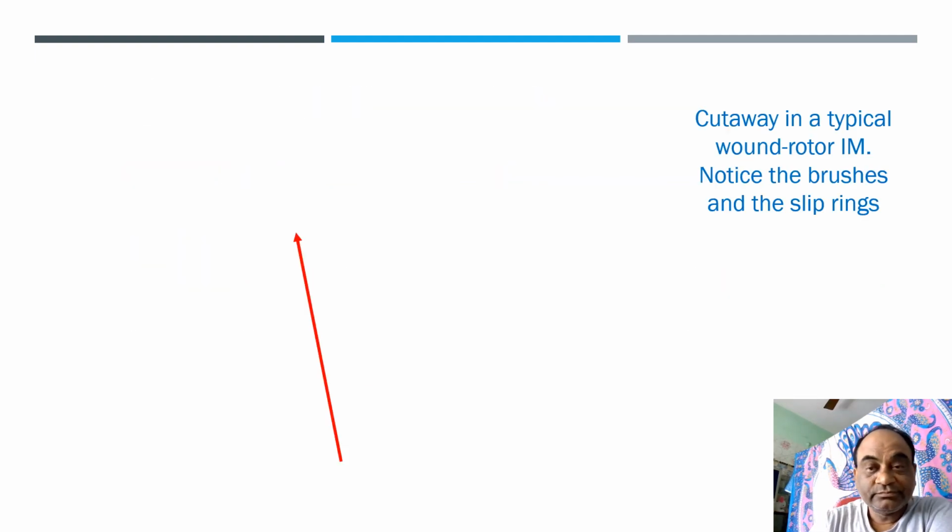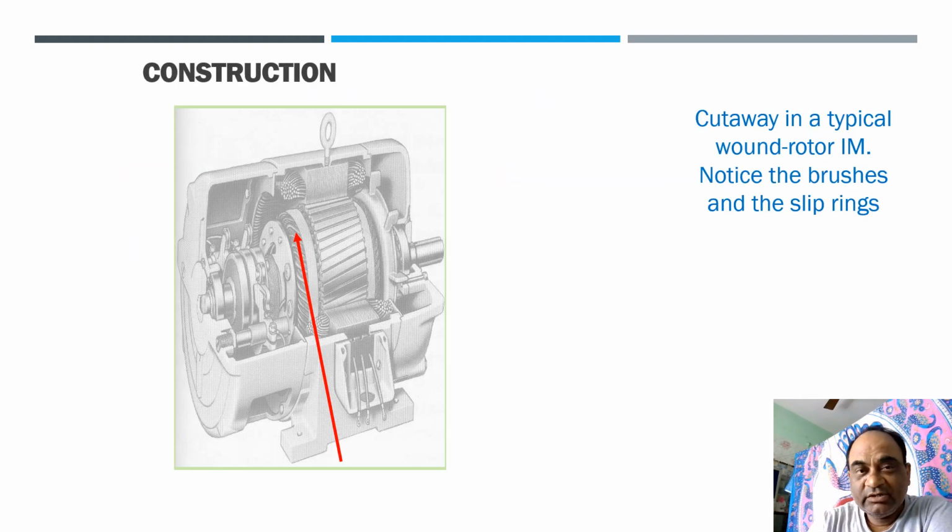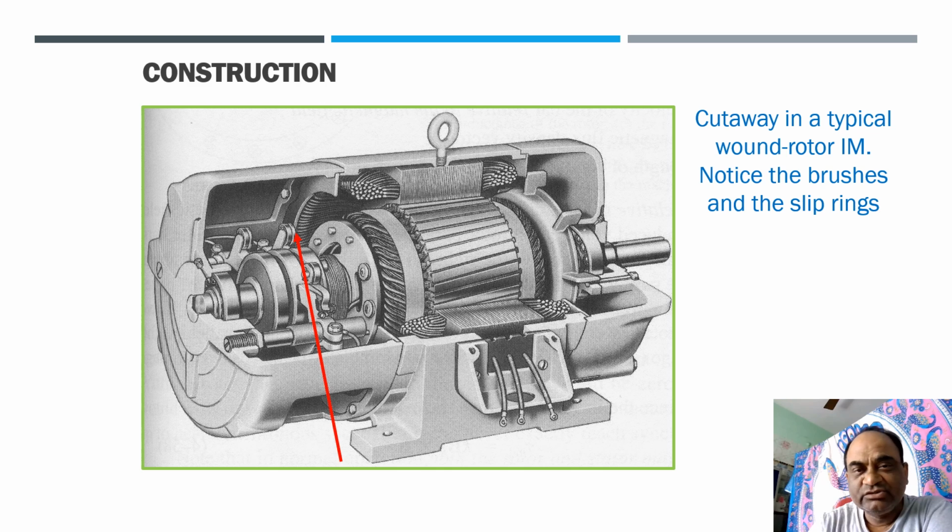Okay, now let's try to understand the construction of the rotor. You can see in this picture that there are three slip rings here and three brushes placed on those slip rings. With the help of these brushes, the external resistance is connected.